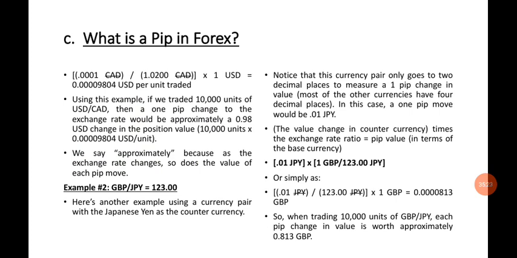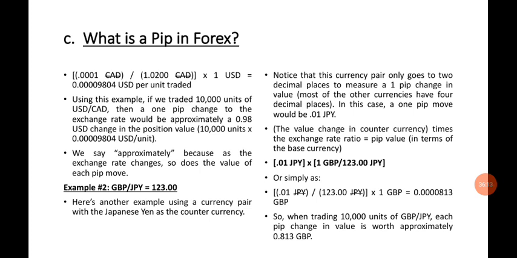Using this example, if we traded 10,000 units of US dollar Canadian dollar, that is using our mini lot size, then a 1 pip change to the exchange rate will be approximately 0.98 US dollar change in the position value. This is gotten by multiplying your unit size, which is 10,000 units, your mini lot size, times 0.00009848 United States dollar per unit. We say approximate because as the exchange rate changes, so does the value of each pip move.